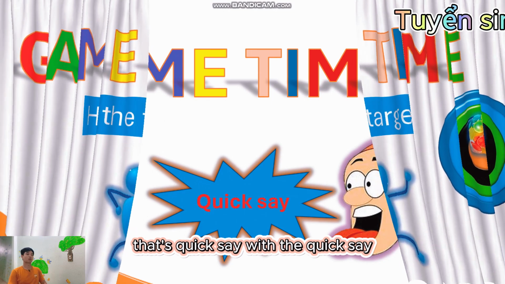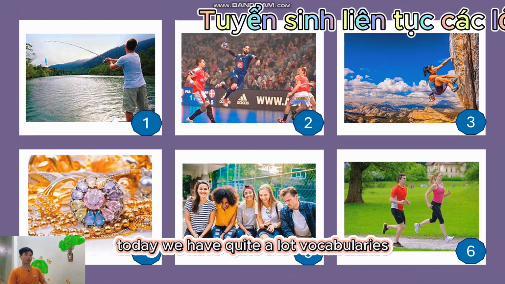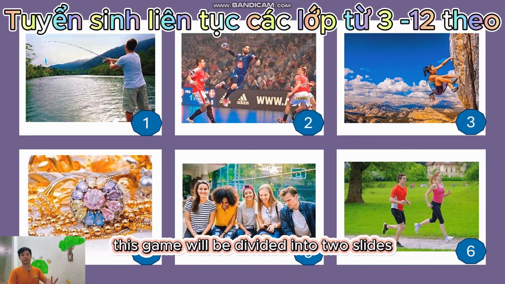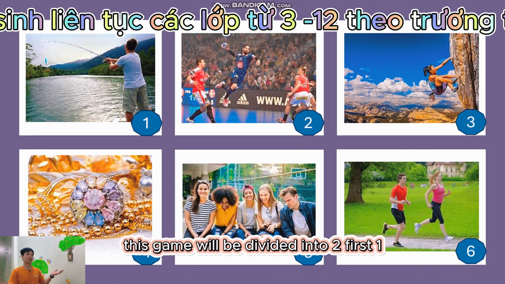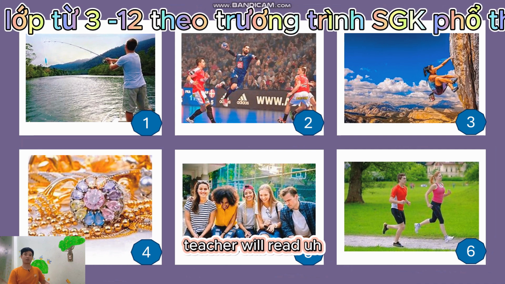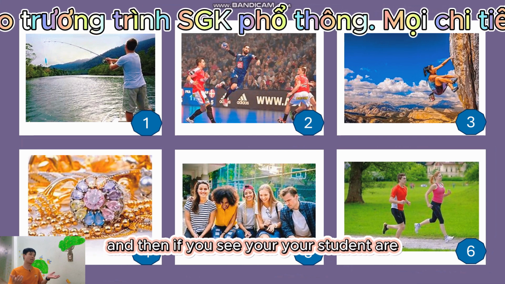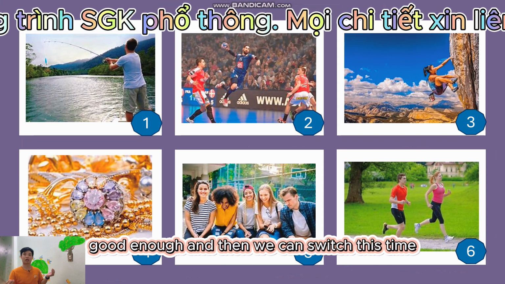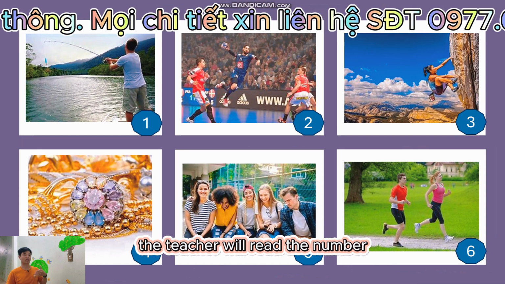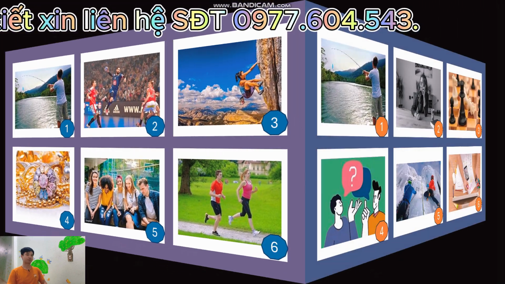Then we come to the second one, Quick Say. With Quick Say, today we have quite a lot of vocabulary, so this game will be divided into 2 parts. First, the teacher will read the picture, and then the student will say the number. If you see your students are good enough, we can switch. This time the teacher will read the number, and the student will read about the pictures. And then we come to the next game.